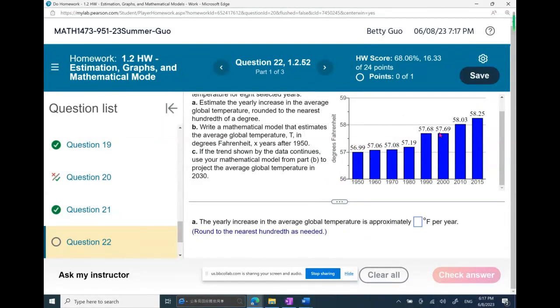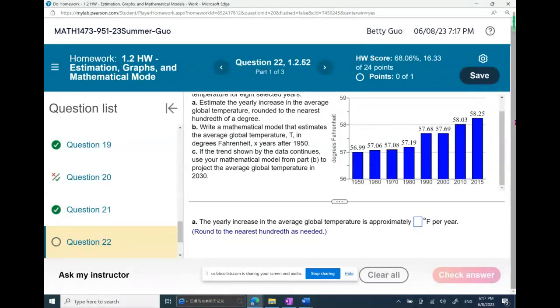Yeah, it's actually a parabola, but we see that as linear because we do not learn quadratic modeling. We only learn linear modeling. So what am I going to do? I'm going to use the maximum value, 58.25, minus the minimum value, 56.99. Let me double check. Yeah, 58.25 is the temperature in 2015, minus 56.99, that's the temperature in 1950.